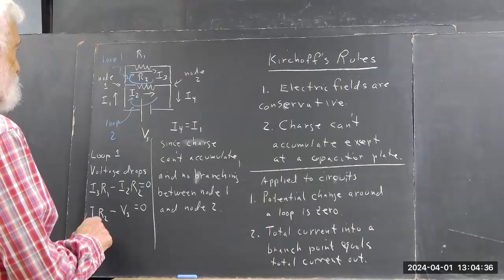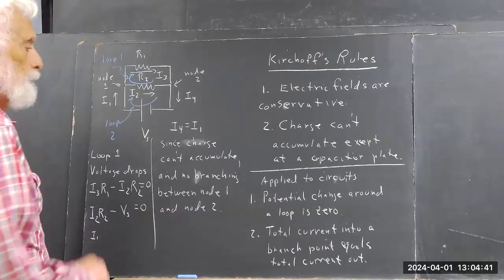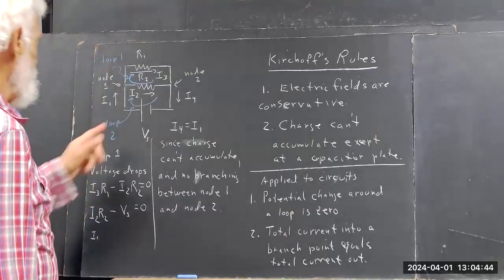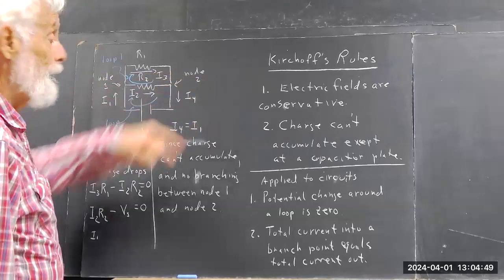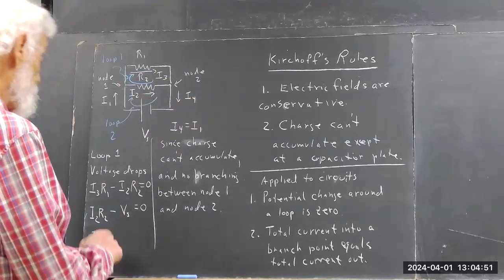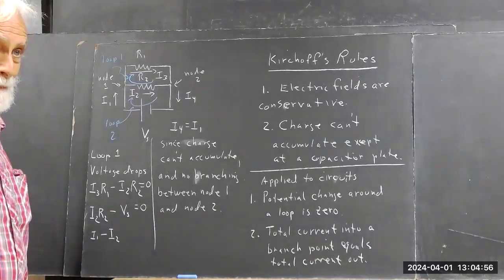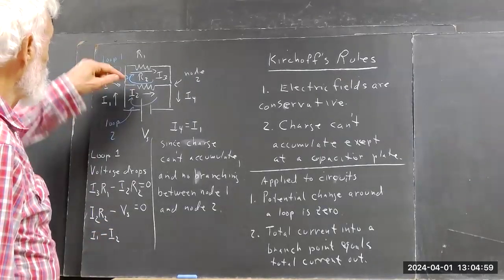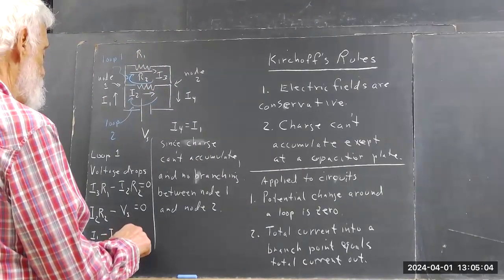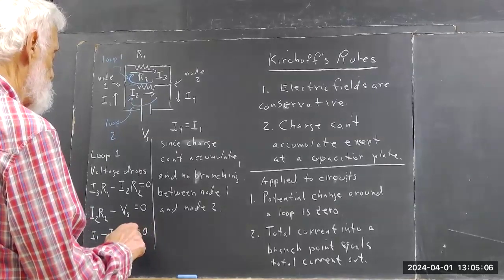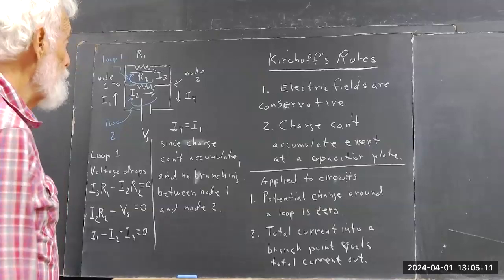At node one, you have total current in. I1 is in. Okay. Now I2 is out, so negative I2 is in. Okay. And I3 up here is out, so you have a negative I3 equals 0. Okay. Now we have another equation.